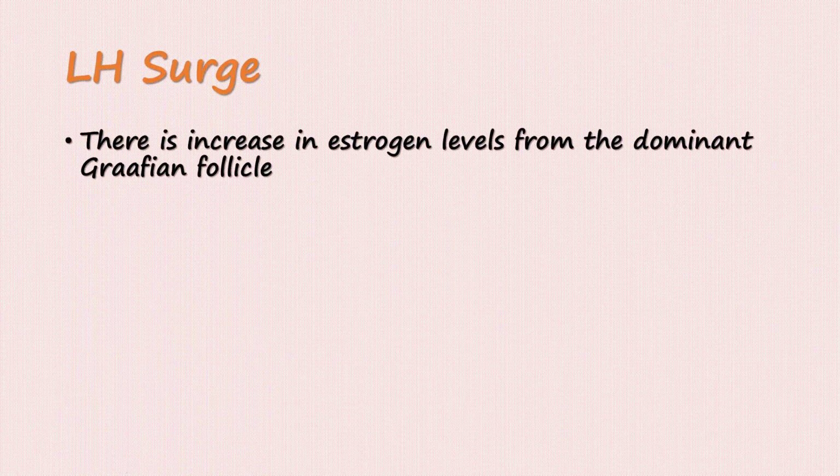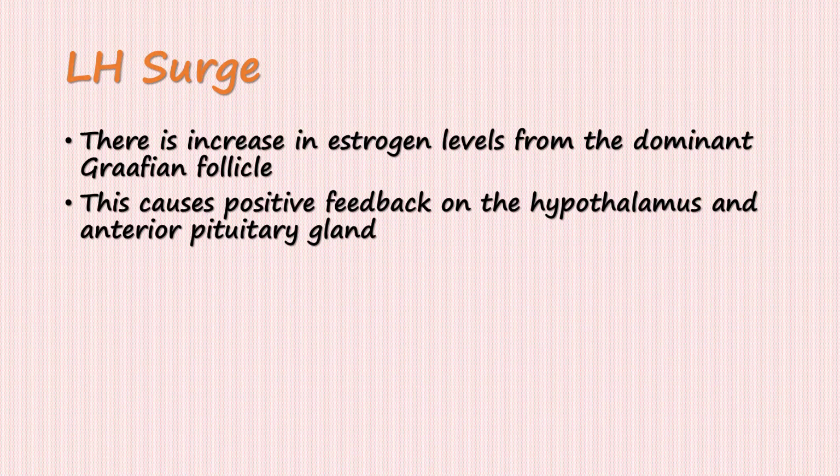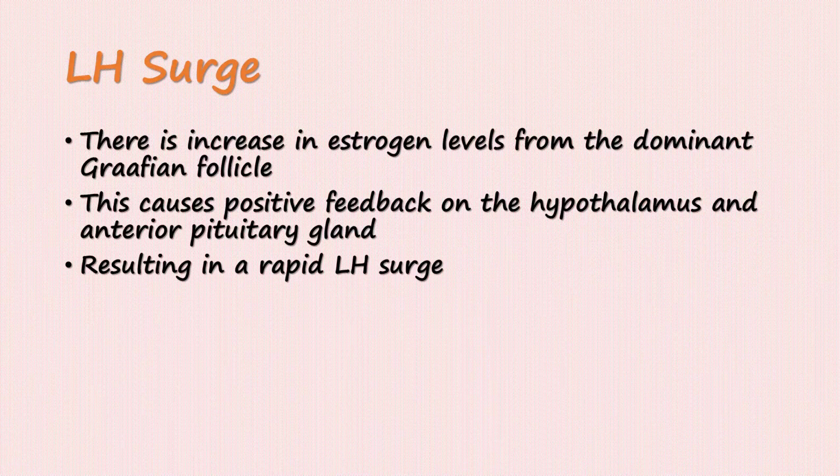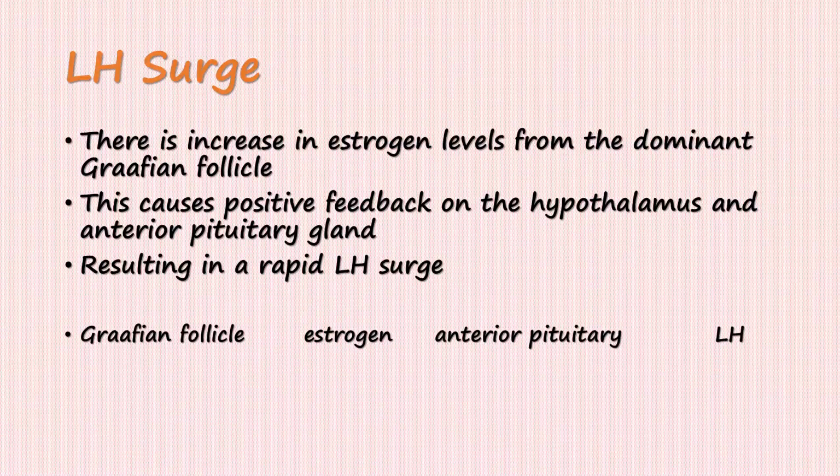But estrogen is sneaky because as the levels get really high, it flips the script from negative feedback to positive feedback inhibition. Suddenly, it's like more GnRH, more LH. This estrogen switch up triggers the LH surge, a dramatic spike in LH levels. Think of it as the plot twist of the cycle. So what we're saying is we have the Graafian follicle secreting high levels of estrogen. This in turn causes the anterior pituitary to secrete high levels of LH.